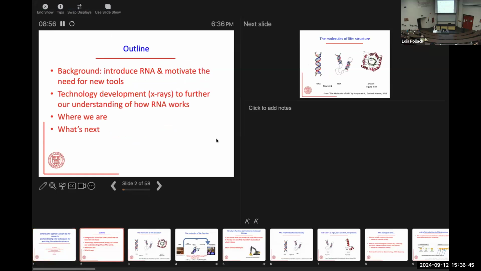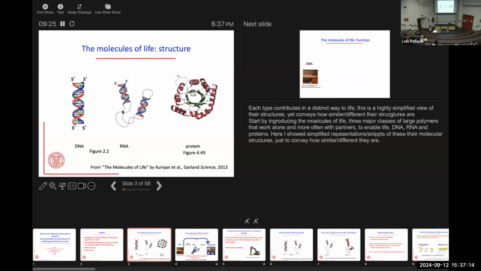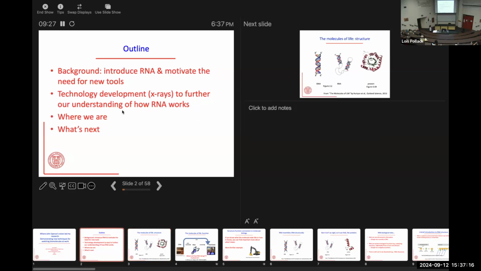So here's the outline. Since this is a talk about biophysics, I'm going to start by introducing you a little bit to my favorite biological molecule, which is RNA. And I know this is a physics audience. I will give you all the background you need. Please don't worry about it. And I'll motivate the need for new tools to measure RNA structure. And then I'll talk about the technology developments we've made, mostly using X-rays to further our understanding of how RNA works. And I'll tell you where we are and what's next.